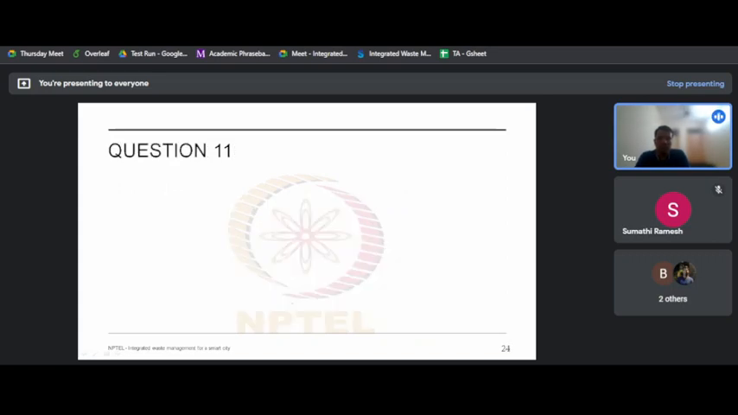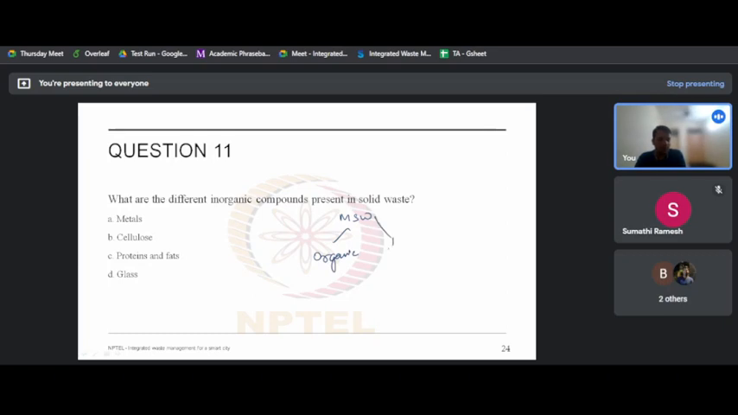So moving on to the next question, question 11. What are the different inorganic compounds present in solid waste? Metals, cellulose, proteins and fats, and glass. As we saw, solid waste can be classified depending upon the nature. So it can be organic or inorganic. Within inorganic, we will have different things. It can have metals, it can have glass.